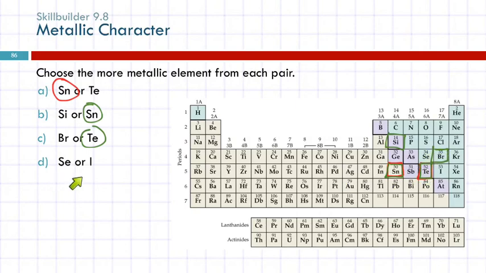How about selenium or iodine? Yeah, that's one of those where the trends are bucking each other. They're both nonmetals. As we're going across, we predict that iodine would be less metallic, but as we're going down, we predict that iodine would be more metallic, so that's another one of those can't tell.